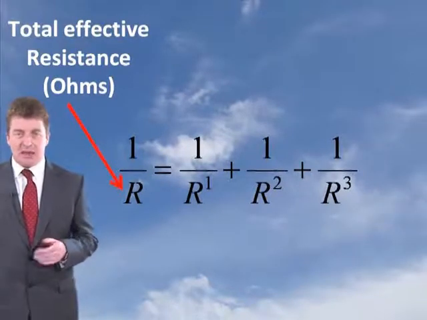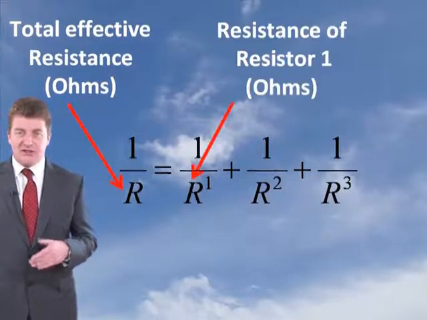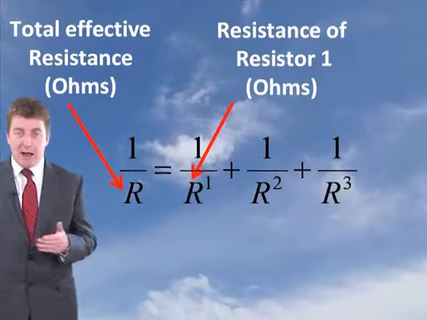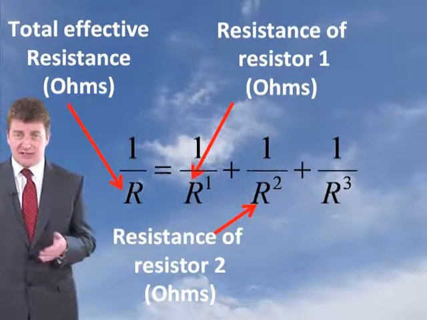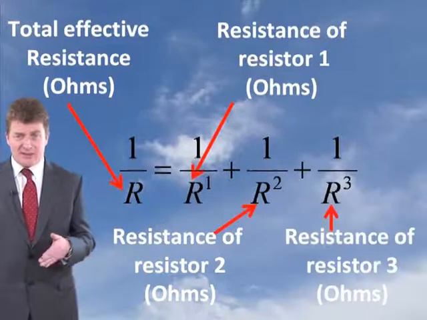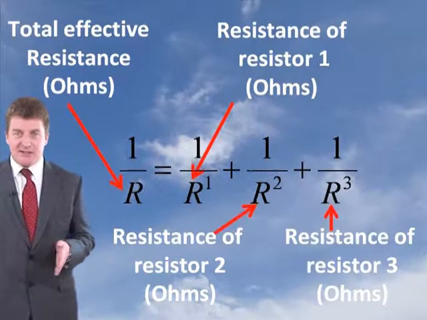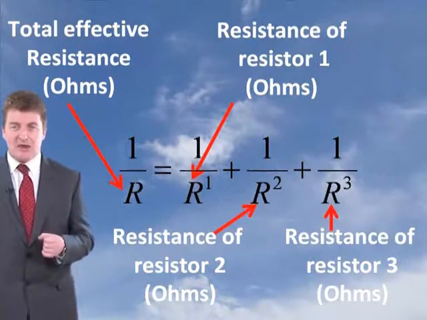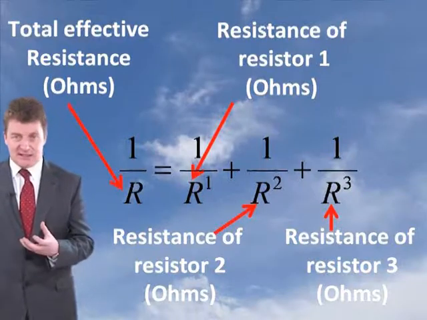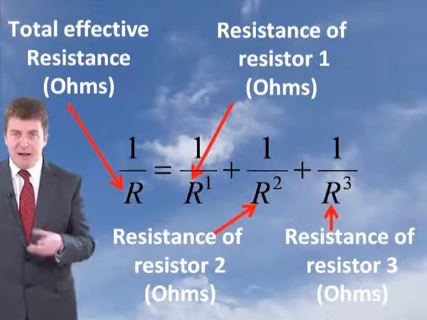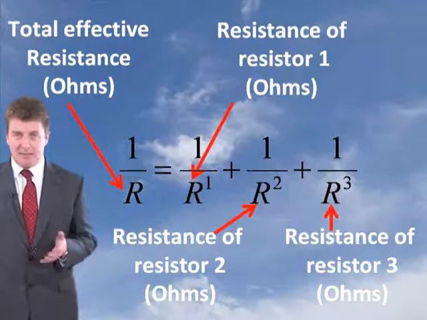So that's the total: 1 divided by R equals 1 divided by R1, which is the resistance of resistor 1, plus 1 divided by R2, which is resistor 2, plus 1 divided by R3, resistor 3, and it keeps going, depending on how many resistors there are. So this is the formula to work out the effective resistance of resistors in parallel.